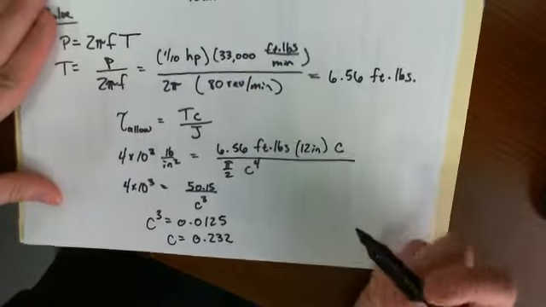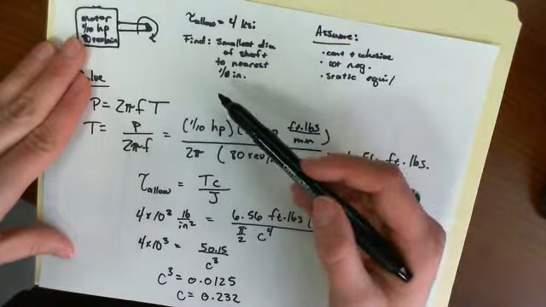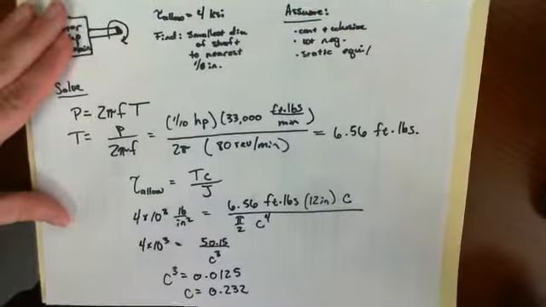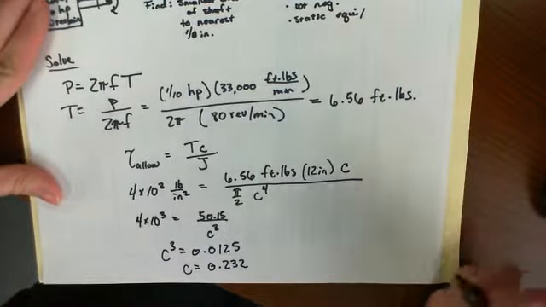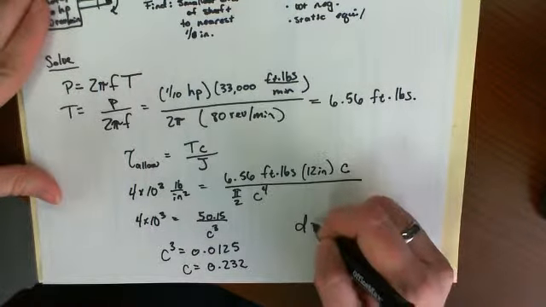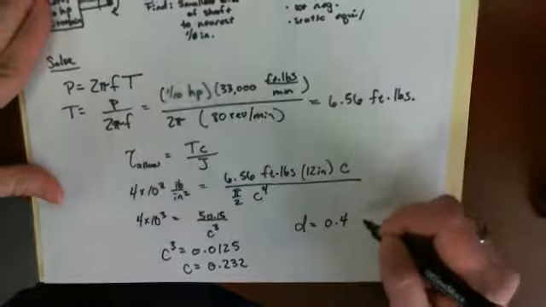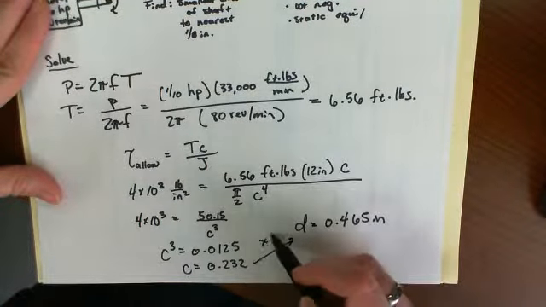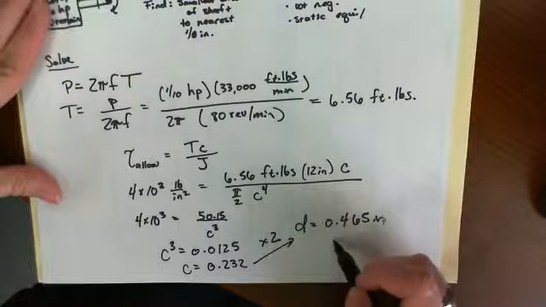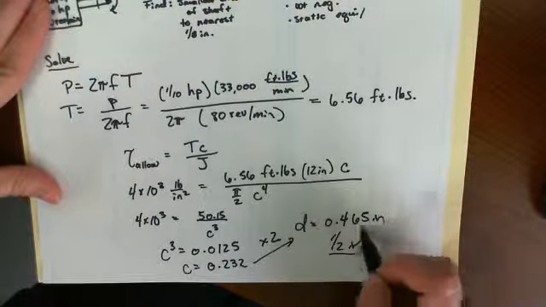0.232. But I need to find that to the nearest eighth of an inch, because I'm going to have to pick a standard size to purchase my shaft. So I need to multiply it by 2. So the diameter that I want to use, 0.465 inches, if I multiply this by 2, so I would want to choose a 1/2 inch diameter shaft.